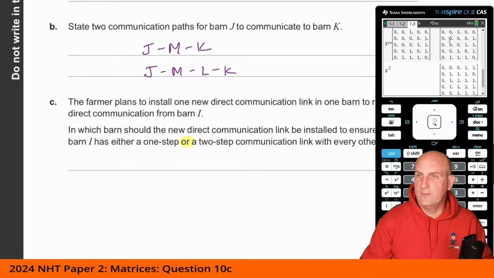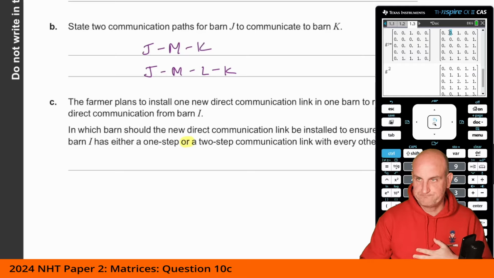And let's look along that top. Is there a one-step communication for everything? No. I've got 1 there. I've got 2 ones there. Sorry, 1 or 2 step. Not there. So that's no good. It's not that one there.